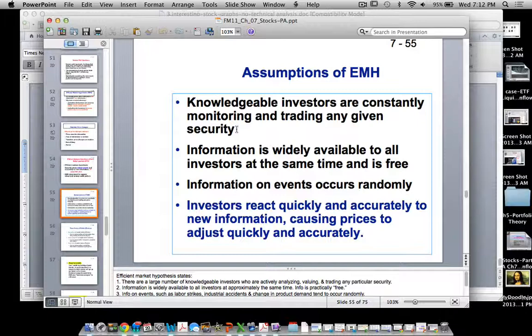So you have to sort of just absorb it and think about it. Investors react quickly and accurately to new information, causing prices to adjust quickly and accurately. The reason I have put this in color is because I think this is where the opportunity to make some profits is. And this is what separates a very trained investor from someone who's basically following the herd. Because frankly speaking, investors do not react quickly and accurately to new information.